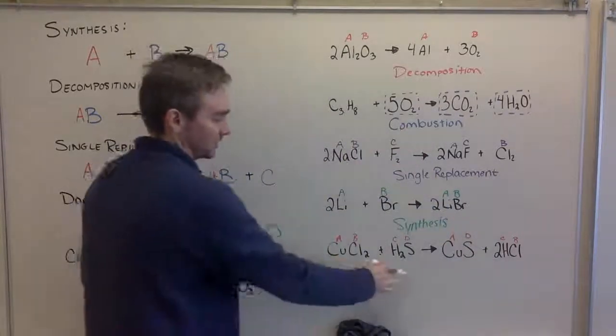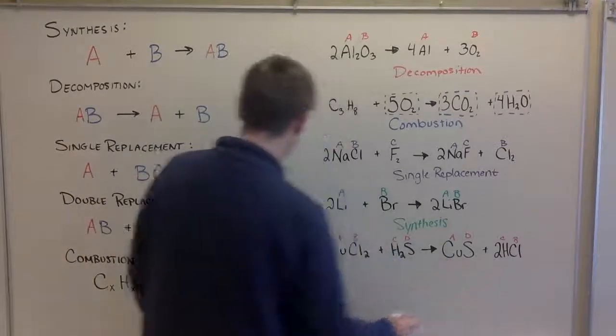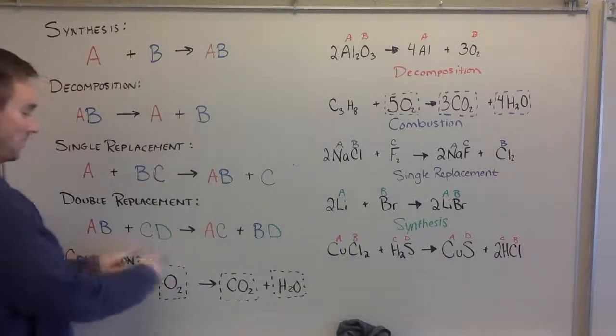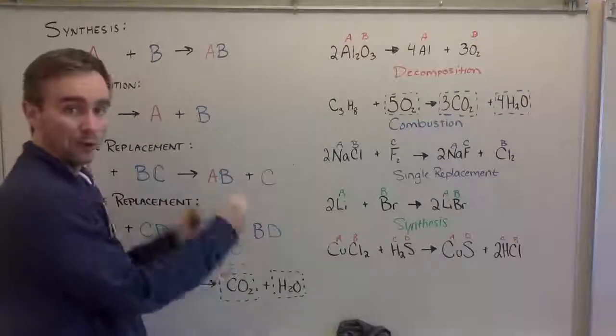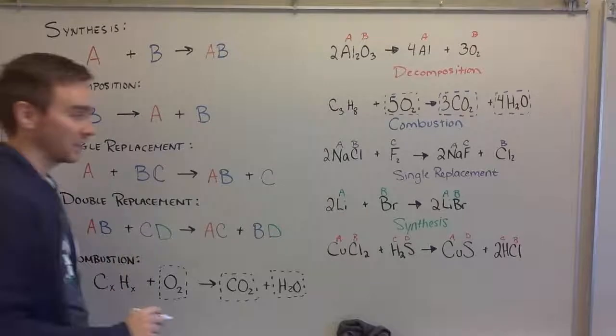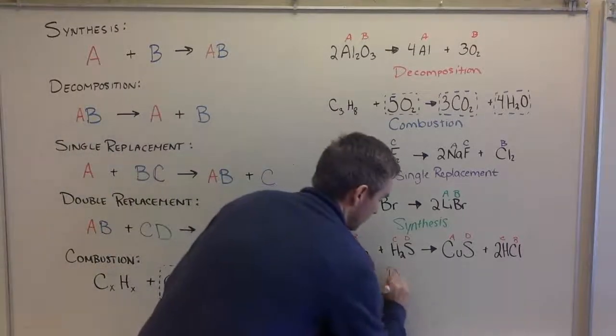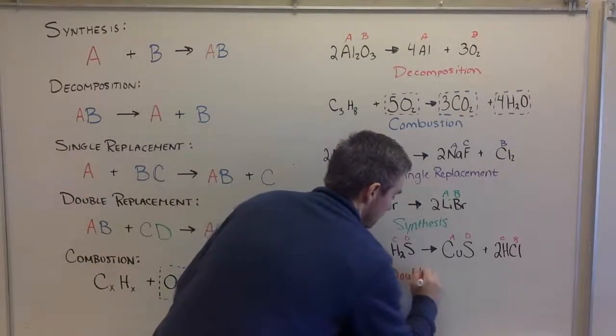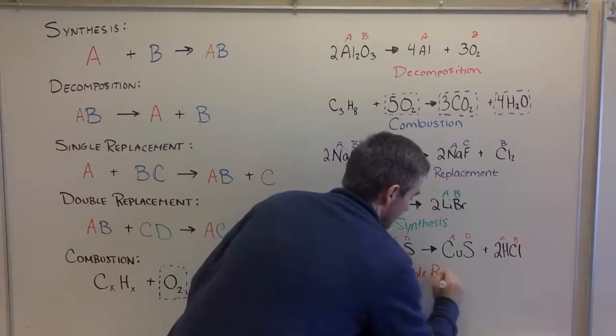So I have A and B plus C and D makes AD plus CB. A and B plus C and D, where we have flip-flopping. Both of them flip-flop. A and B are no longer together. C and D are no longer together. That is the sign of a double replacement. A double replacement reaction.